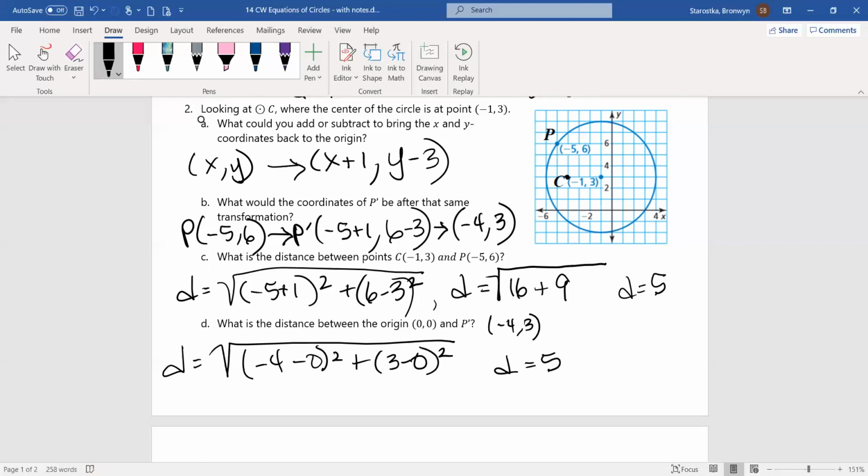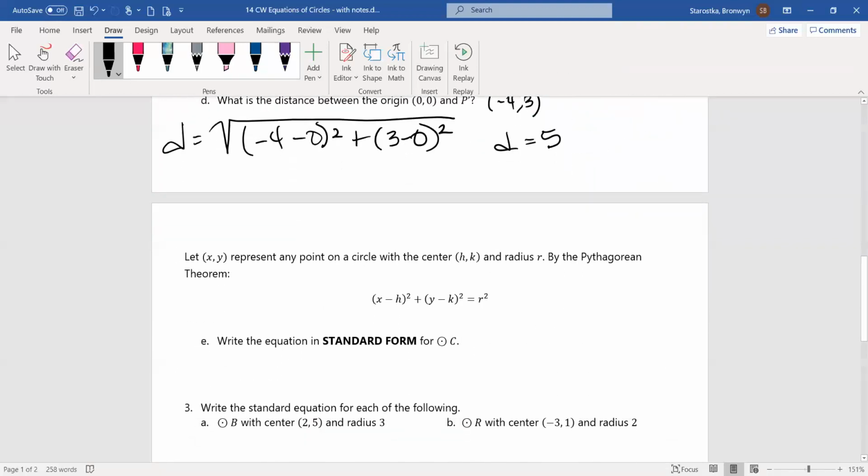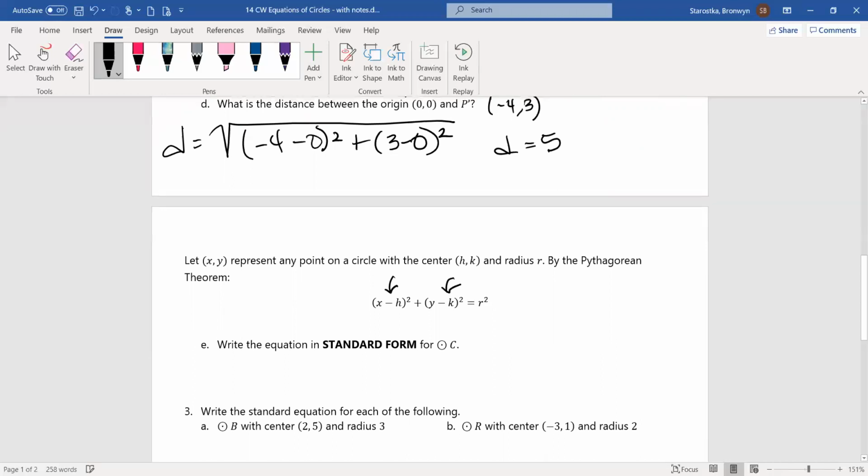So this is going to lead us to the equation in standard form of a circle. All you need to think about is, what do I need to do to x and y to go back home? Here we go. Let x and y represent any point on a circle with center h, k and radius r. By Pythagorean theorem, x minus h quantity squared plus y minus k quantity squared is the radius squared. We just do the opposite. So when it's minus h here and minus k here, what we're really doing is saying do the opposite.